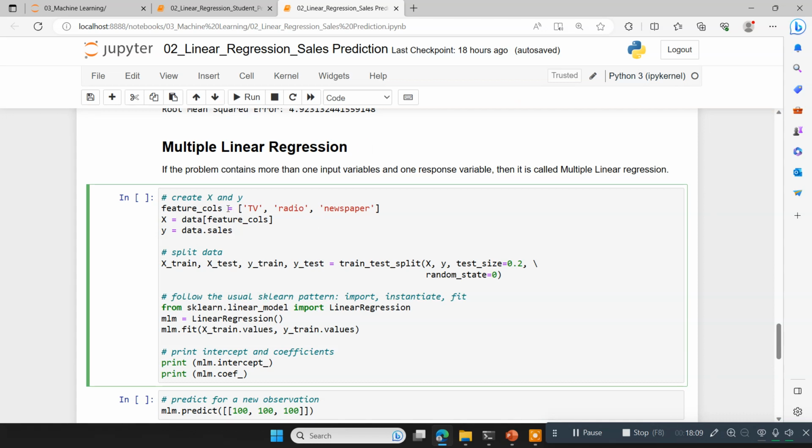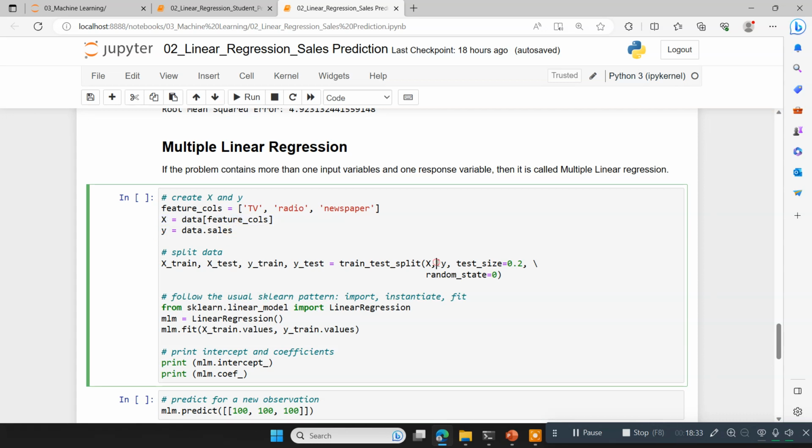So I'm taking a list here. This is a Python list. Feature columns is equal to TV, radio, newspaper. So if you invest altogether in TV, radio, and newspaper, then what would be the sales? So X is equal to data of feature columns, meaning all the rows are accessed into X, and in Y we are putting sales.